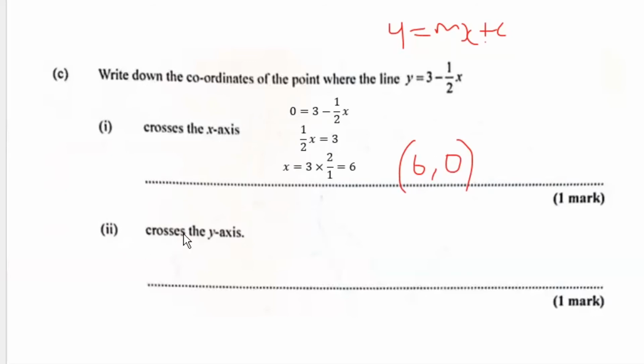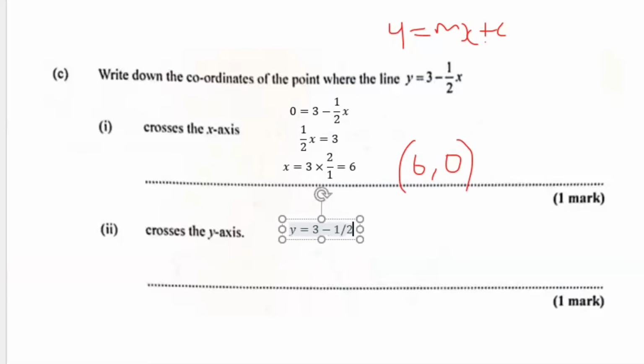Part 2 says where it crosses the y-axis, x would be equal to 0. But also remember from our equation of a straight line, c is equal to the y-intercept, and that is what would be here. We already identified that our y-intercept would be 3. So we know what it would be, but let us prove it by putting it into our formula.